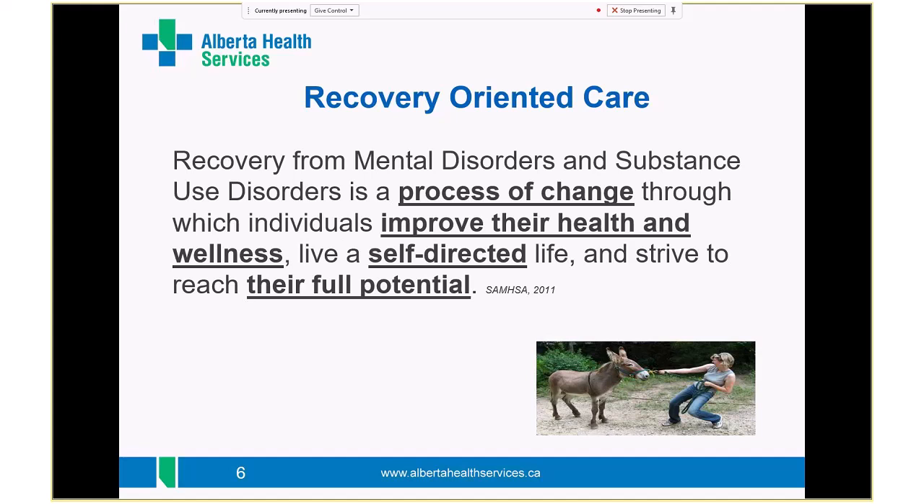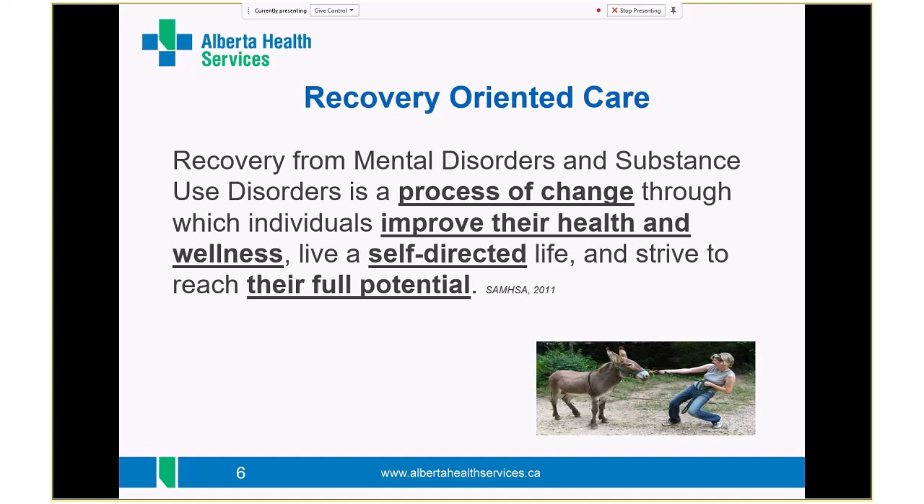Supporting a patient to make their own decisions to reach their full potential is much more effective than determining their potential for them. As the saying goes, you can lead a horse to water, but you can't make them drink. I like the picture in the corner because it reminds me that we are in for a fight if we try to force a client into a plan that they don't agree with.